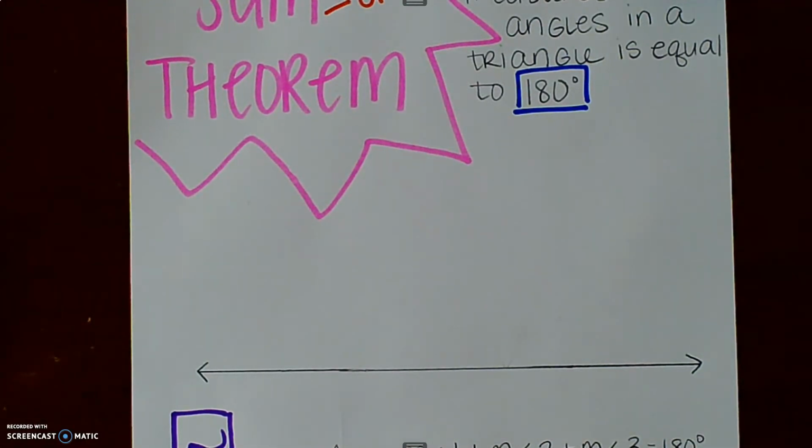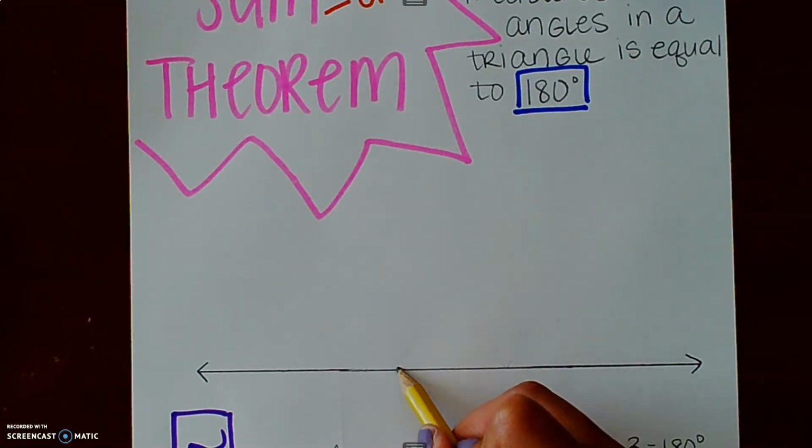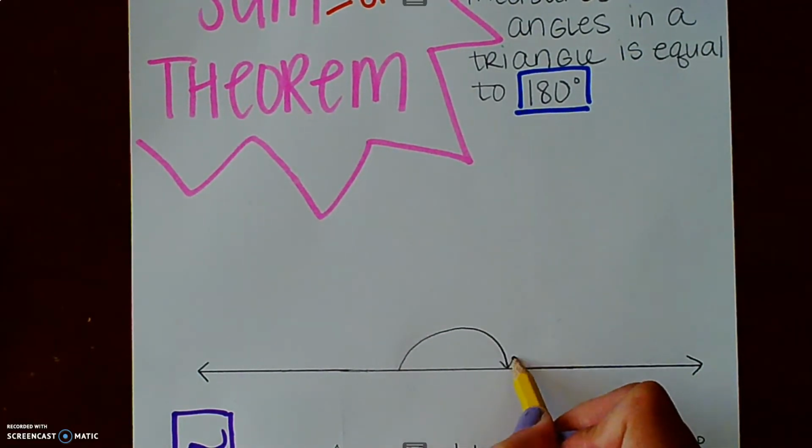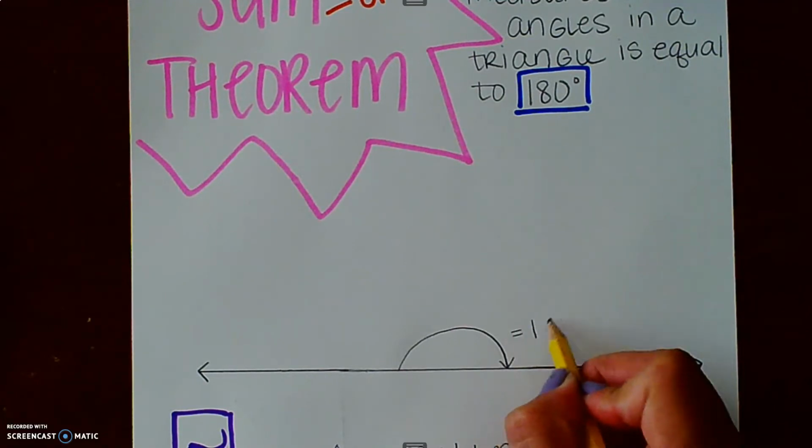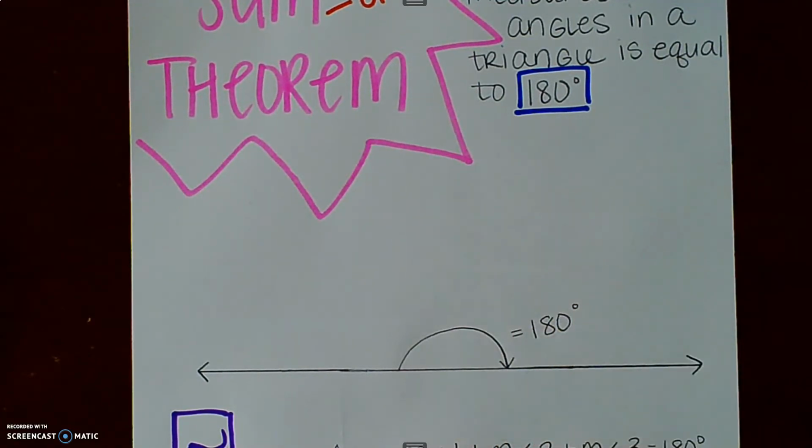You can either call this a straight line or a straight angle, which means the same thing. If I took a protractor and measured from side to side, all the way from here to here, the measure of the angle would be 180 degrees. Now, how does this involve triangles?